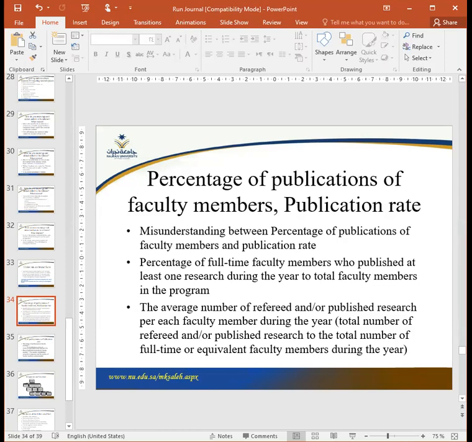To distinguish between the percent of publication and the publication rate: the percentage of publication is defined as the percentage of full-time faculty members who publish at least one research during the year to total faculty members in the program. While the publication rate is defined as the average number of refereed and published research per faculty member during the year, or the total number of refereed or published research to the total number of full-time or equivalent faculty members during the year. So, the percentage of faculty members is not equivalent to the publication rate.